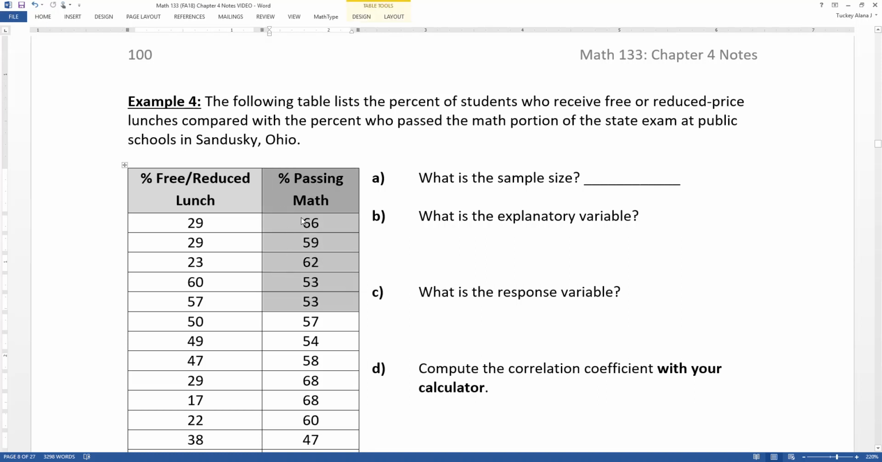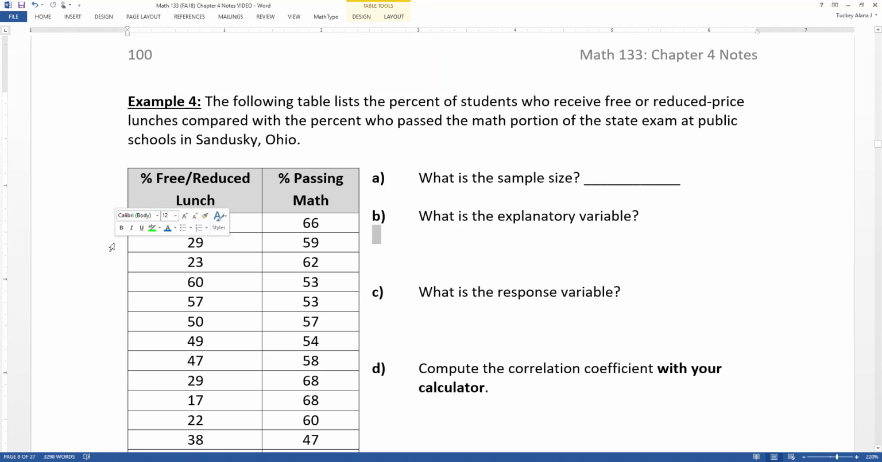In Michigan, we take it in like the 10th grade and the 7th grades. We call them the MEAP tests, but in Ohio, they're called something else. But suffice to say, each of these lines represents a high school. So there's a high school here that had 29% of its students on free reduced lunch, and 66% of those students passed the math test. And then another school with 29% of the students on free reduced lunch and 59% passed the math test.